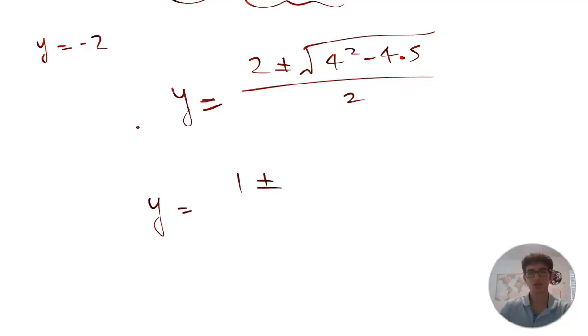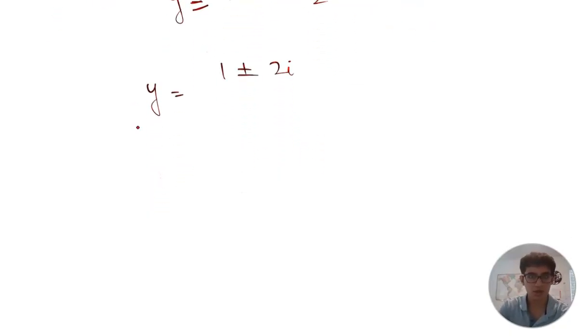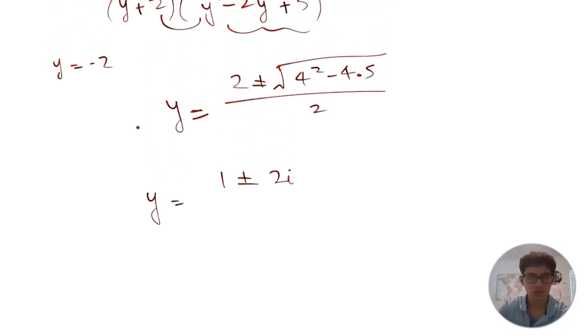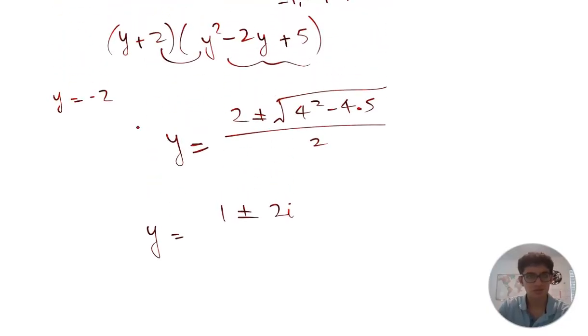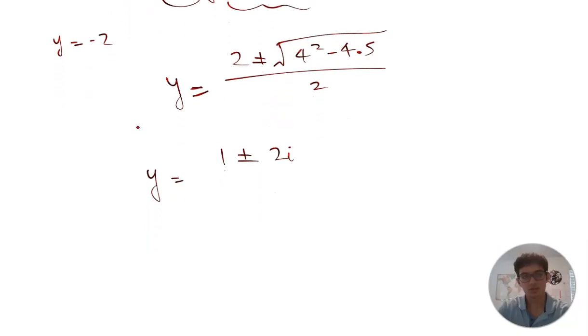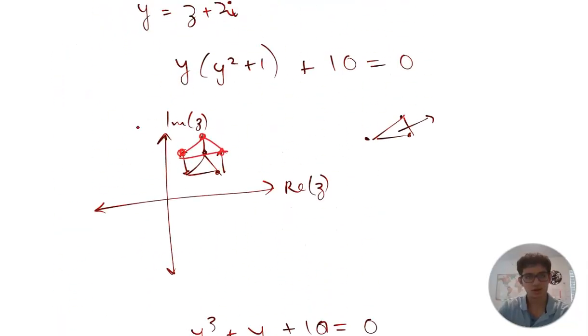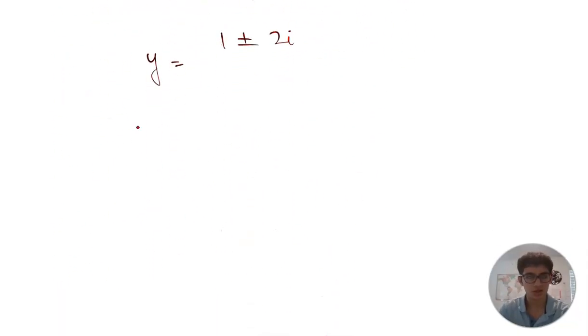So we get 1 plus minus. Here we're going to have negative 16, so that's just 4i, but you're dividing by 2, so that becomes 2i. All right, now what do we have? Let's take a look. Oh, wait, one sec. Okay, seems about right. I think this is correct. Yeah, seems right to me.